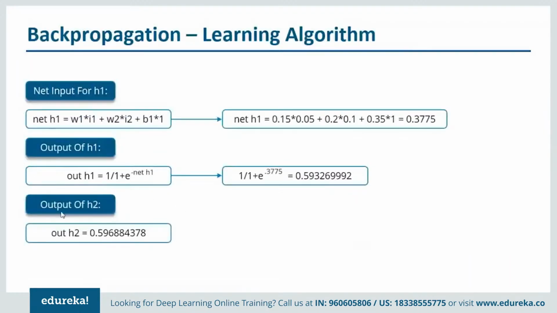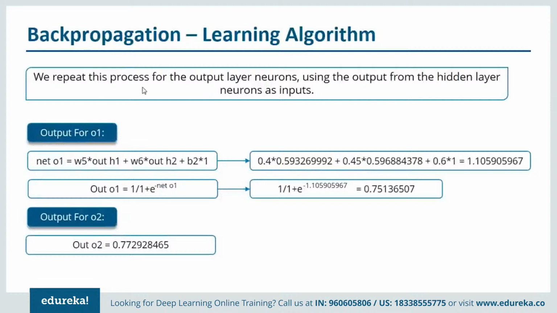Then we calculate the output of H2 similarly, and we get 0.5968884378. Next up, we repeat the process for the output layer neurons. For the output layer, the net input will be W5 into out of H1, W6 into out of H2, plus B2, that is the bias. So we get the output somewhere like this. The net output for O1 after the activation function will be 0.751. Similarly, the output for O2 will be 0.77.